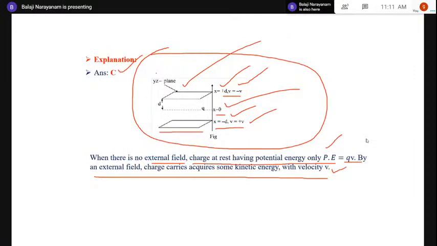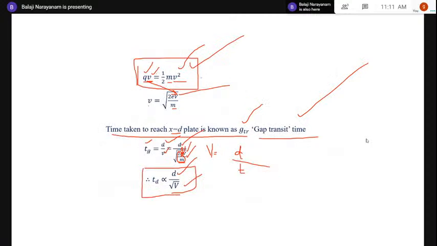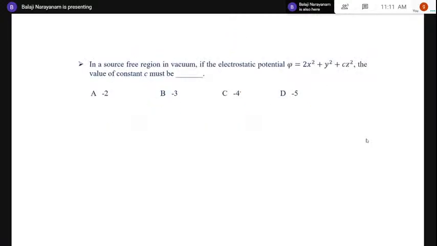So you have to apply this important concept so that you can easily find out. Now, in a source-free region in vacuum, so we are given a source-free region in vacuum, if the electrostatic potential is given as phi equal to 2x square plus y square plus cz square, observe here, you got a constant c in the equation, cz square. The value of the constant c must be, we are asked to find this one.